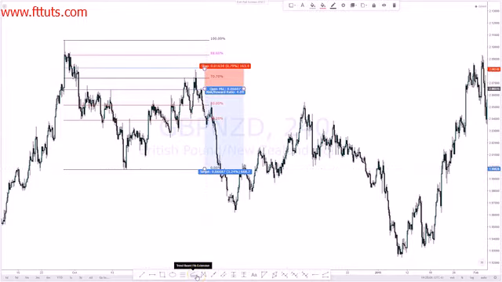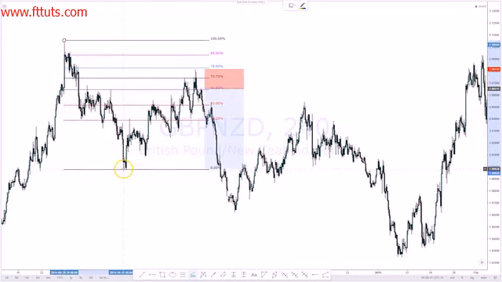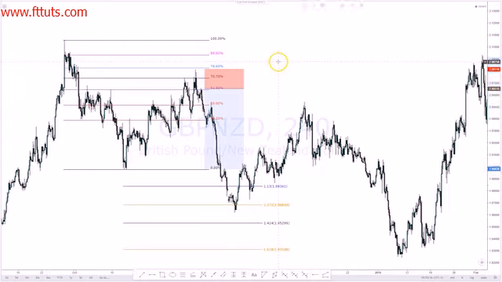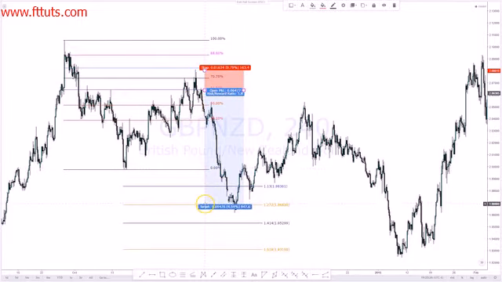So how do you put the extension? All right, so you put your extension tool, start at the impulse high, to the low, back up into the high, and we get our first target. We get our 127 met right here. So our take profit would have been at the 127 right there. Boom. That's a 1,000 pip trade almost, just going off the 4-hour chart and Fibonacci.